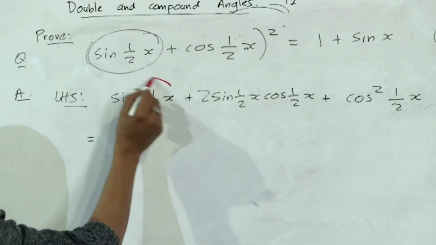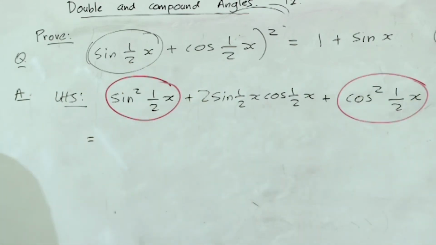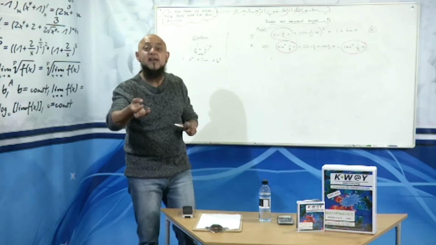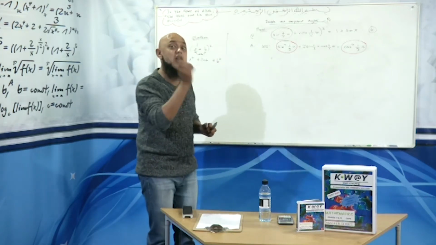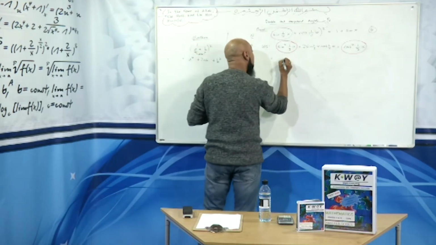What do we know about sine squared of an angle plus cos squared of an angle? Sine squared x plus cos squared x, sine squared a plus cos squared a, sine squared half x plus cos squared half x. Yes, you're right. The answer is 1.